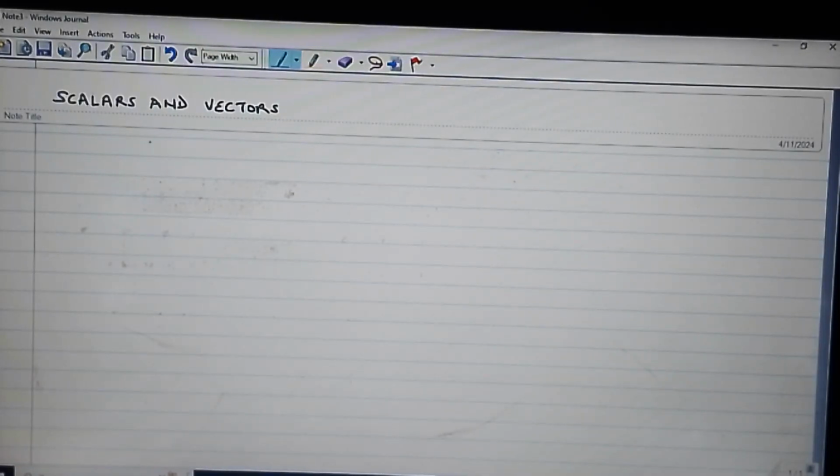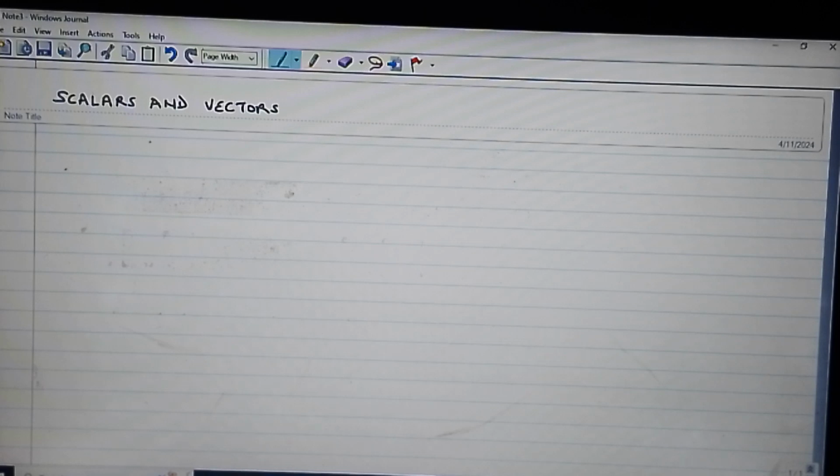Welcome to this lecture series on scalars and vectors. We're going to differentiate between scalar quantities and vector quantities, but the focus of this lecture will be basically on vectors. Although we'll consider scalar quantities as we move on.